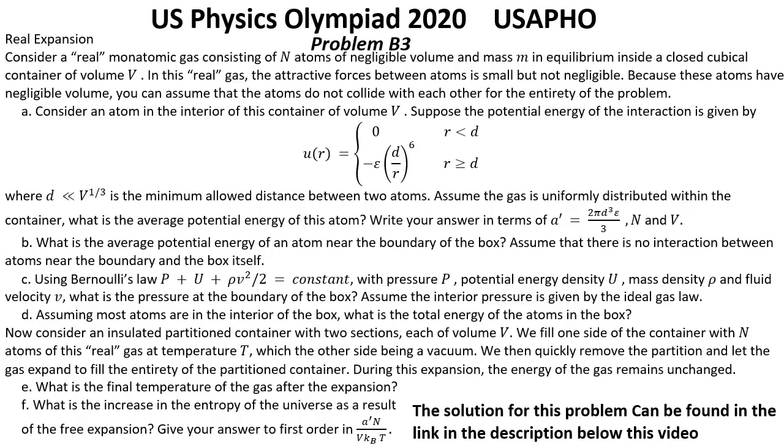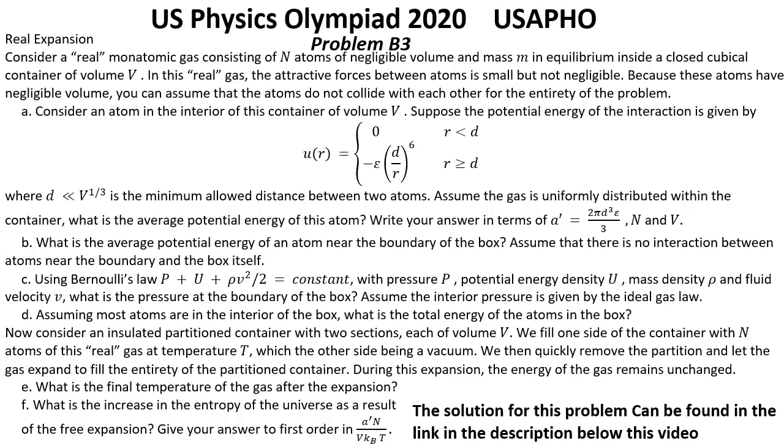Question D. Assuming most atoms are in the interior of the box, what is the total energy of the atoms in the box? Now consider an insulated partitioned container with two sections, each of volume V. We fill one side of the container with the n atoms of this real gas at temperature T, with the other side being a vacuum. We then quickly remove the partition and let the gas expand to fill the entirety of the partitioned container.